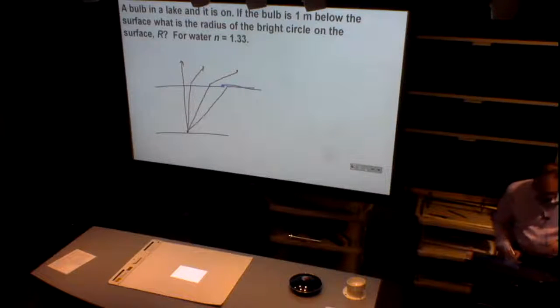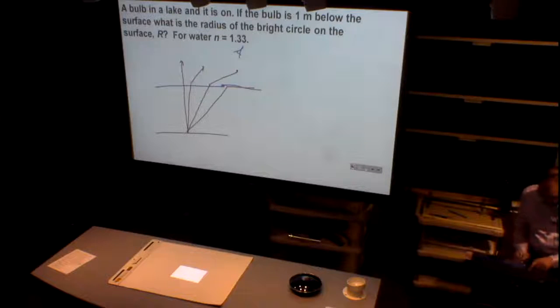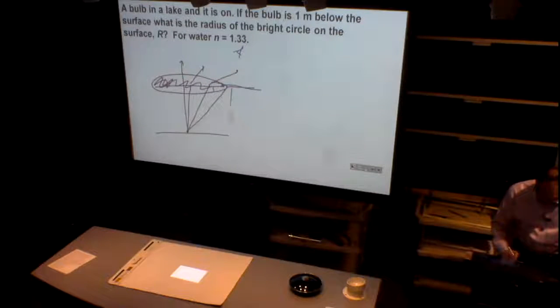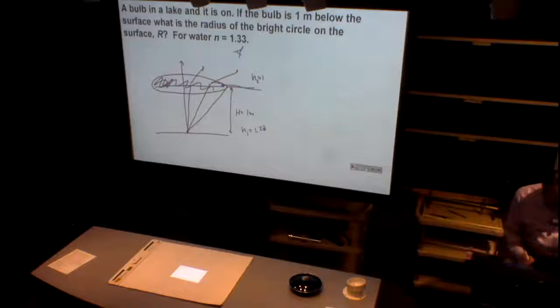So for the person looking down, only those rays which travel through the boundary can reach the eyes. So for that person, this would have been like a bright circle. And what do we know? We know this. It's 1 meter. And we know the indices: for air, it's 1, and I know it's the second medium. For water, it's 1.33. And we need to calculate this radius.